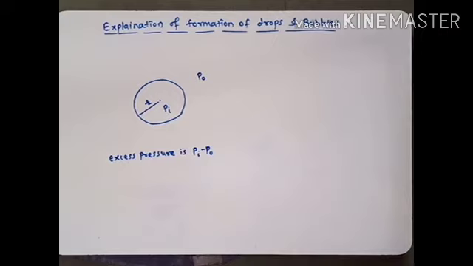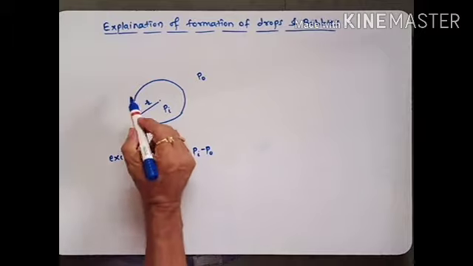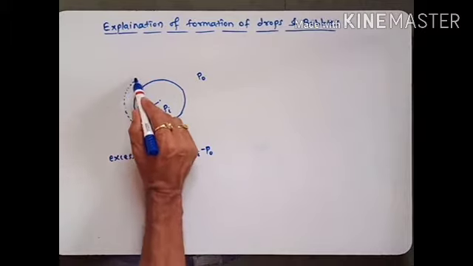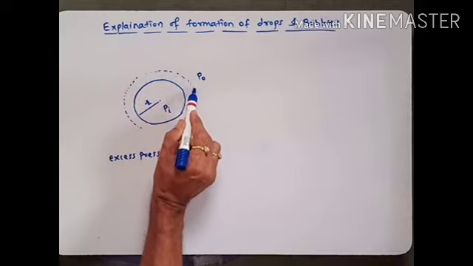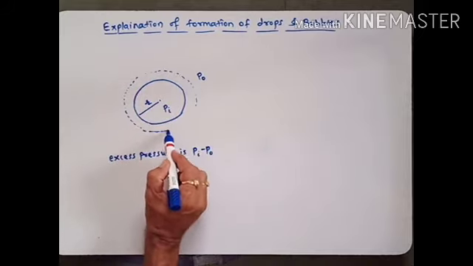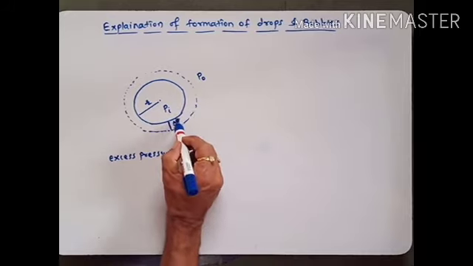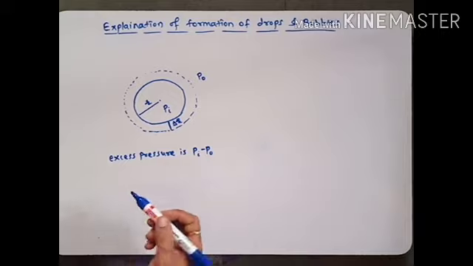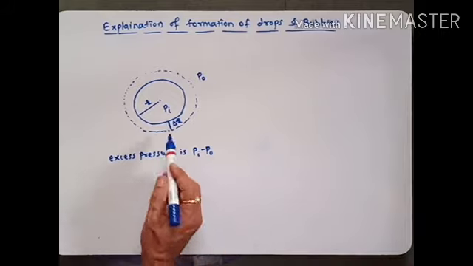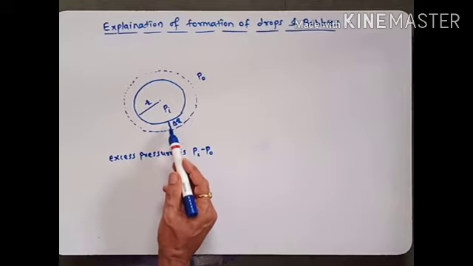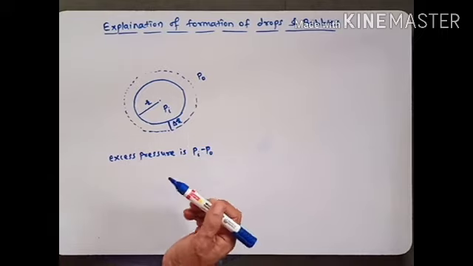Now suppose we have to increase the radius of this drop from r to r plus delta r. Suppose this is the new drop whose radius is r plus delta r. That means you can see this much amount is delta r, the increase in radius. We have increased the radius from r to r plus delta r, where delta r is small, so that the pressure inside the drop remains almost constant.